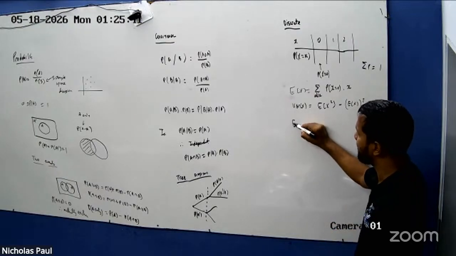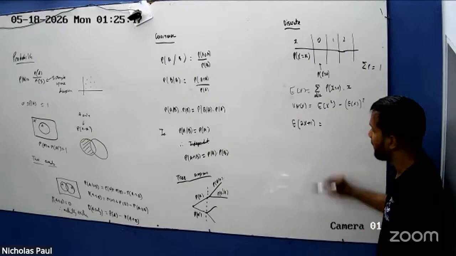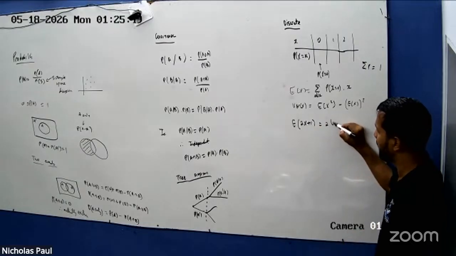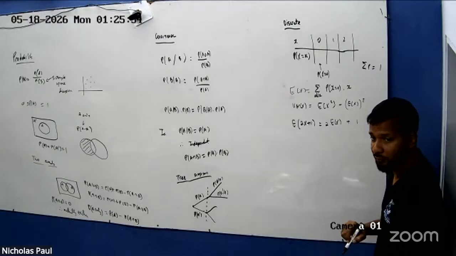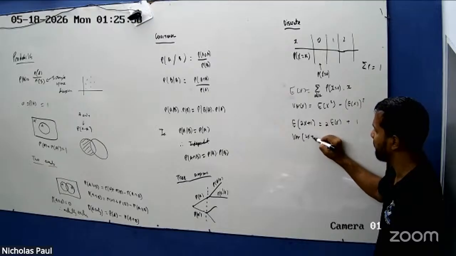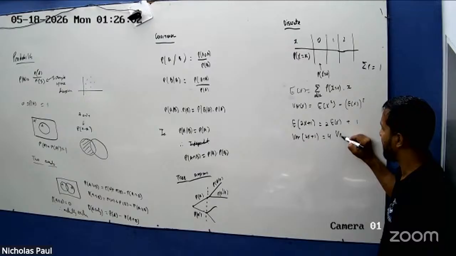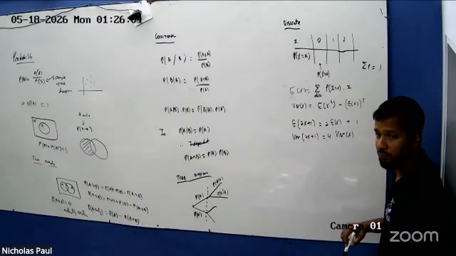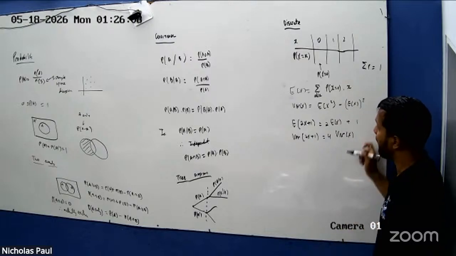Also remember this. Let's say I gave you E of 2x plus 1. How am I going to find that? That will be 2 E of x plus 1. If I gave you variance of the same thing, it will be 2 squared, the value here squared, by the variance of x. The one part will be 0. So make sure you remember how to work that out, right?